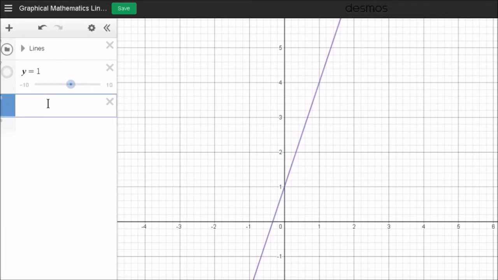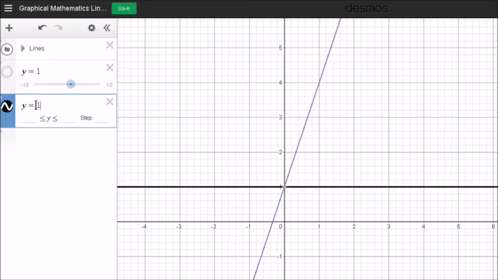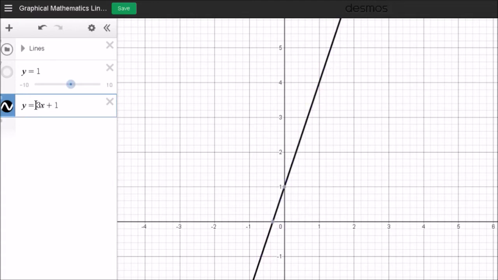So we know that in order to write out the equation of this line, we can write y equals, well, we had a value of 1, but we also had to find the gradient. The gradient is the number just before the x, so it's going to be 3 times the x plus the 1. And there you see that this line runs right over the top of the line there. So the equation of this line is y equals 3x plus 1.